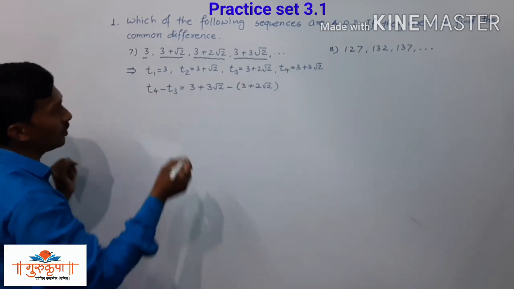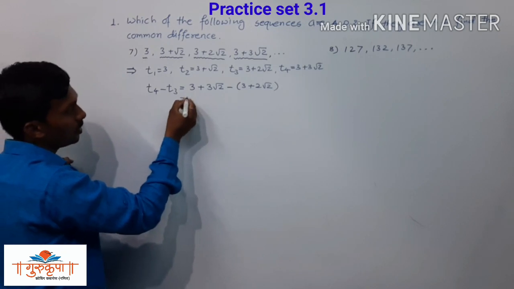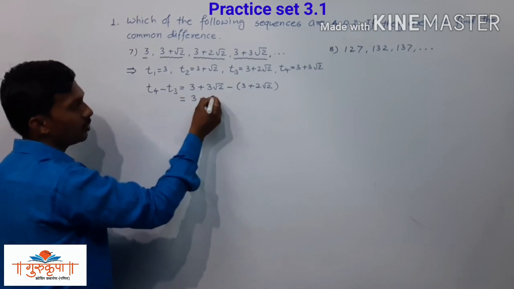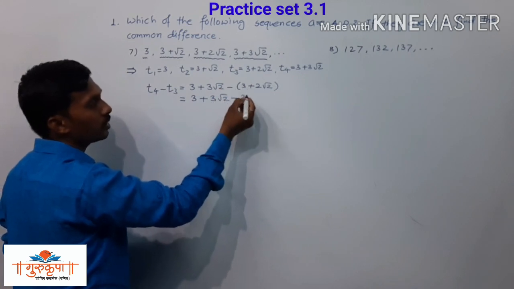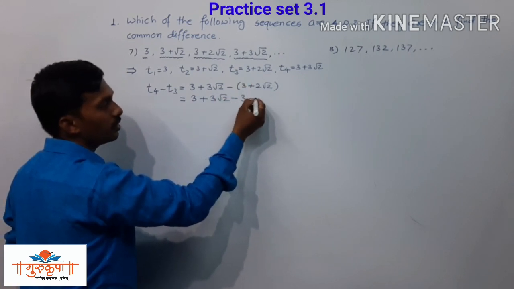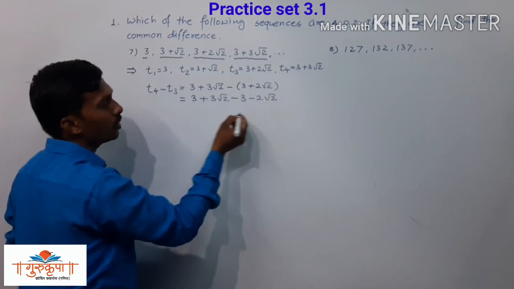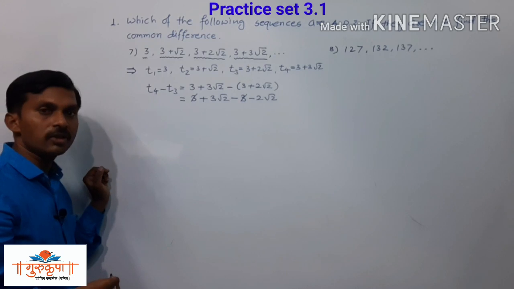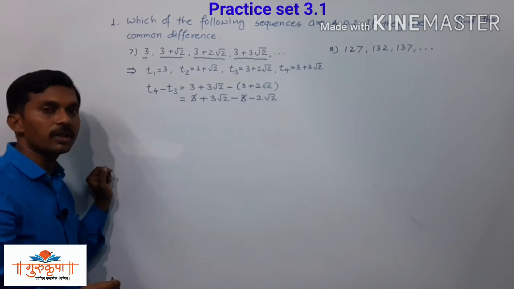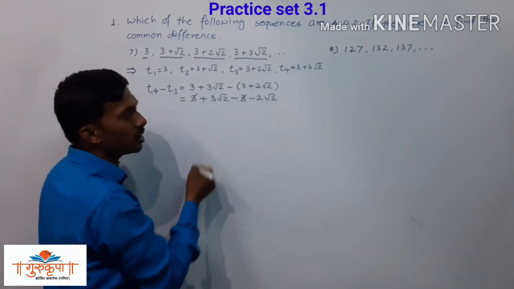Now we have to simplify this. 3 as it is, plus 3 root 2 as it is, minus into plus is minus 3, minus into plus is minus 2 root 2. Here plus 3 minus 3 gets cancelled. Rational numbers addition or subtraction we can take, and plus 3 minus 3 gets cancelled.